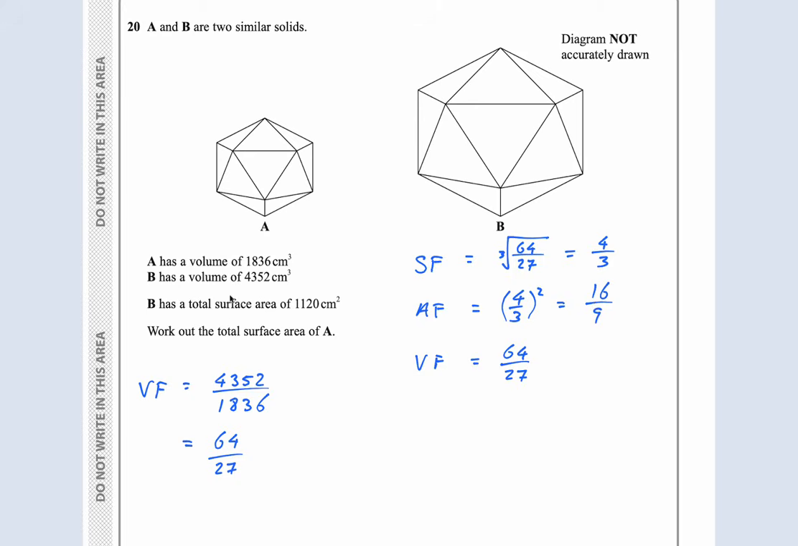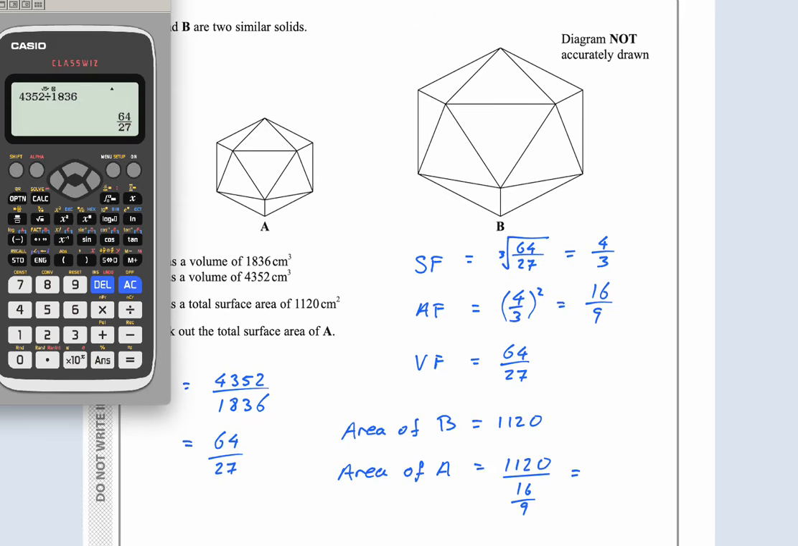So if B's area is 1120, how do I get area A? Well, remember B's the bigger one, so to get A, I have to divide the area of B by the area factor, which is 16 over 9. So just be careful. I'm doing this divided by 16 over 9.